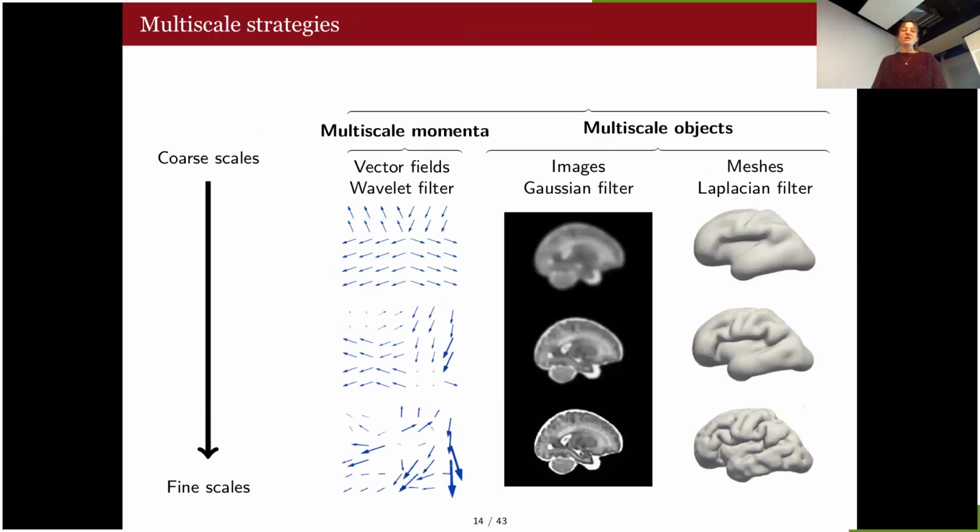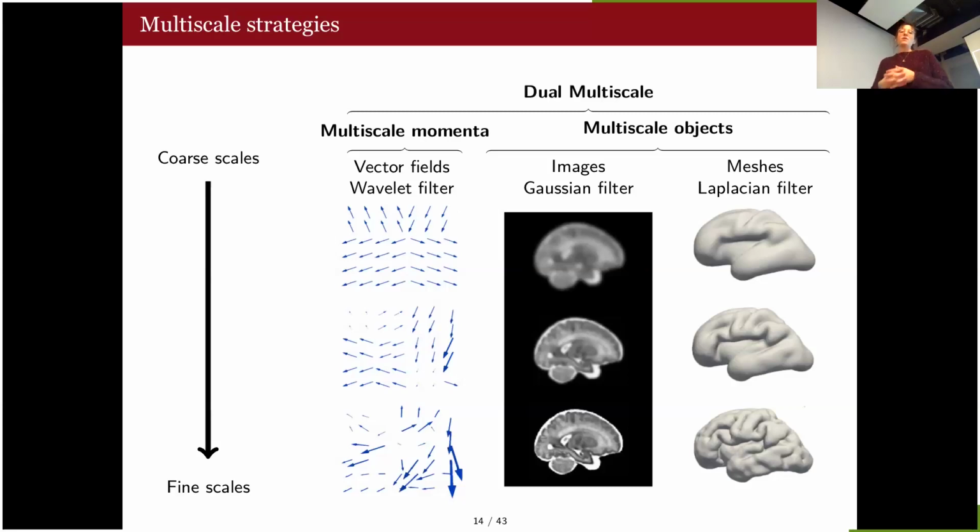So in this work, I developed several multiscale strategies. Briefly, we have the multiscale momenta strategy, which is the one that I just introduced. This is based on a wavelet filter that we applied to the vector fields to estimate finer and finer velocity fields during optimization. And we coupled this algorithm to a multiscale objects algorithm, which is based on multiscale representation of our objects. When our objects are images, we just used a Gaussian filter, and when our objects are meshes, we used a Laplacian filter.